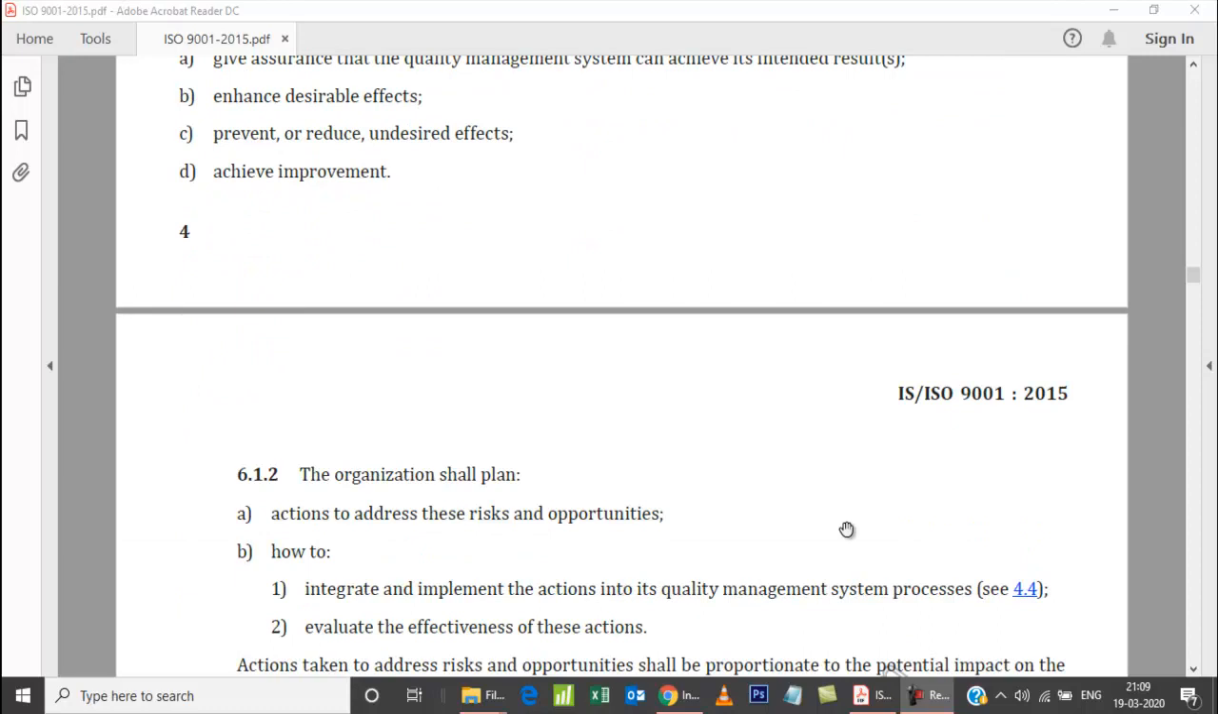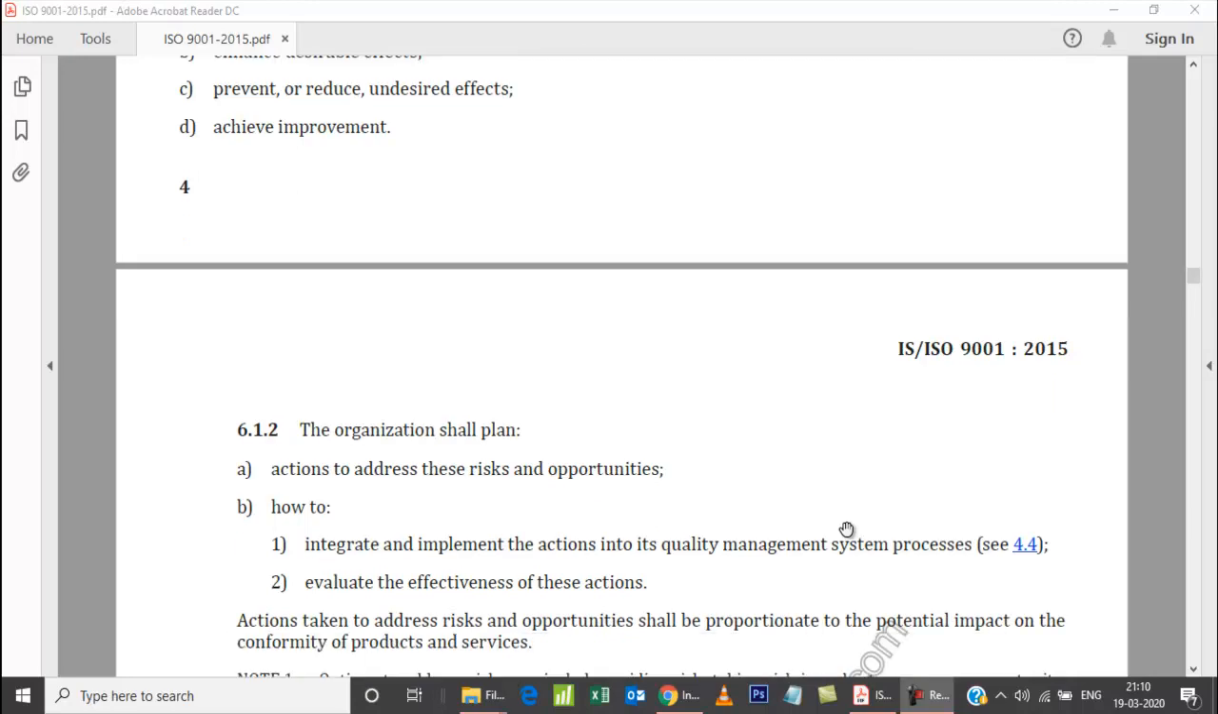It goes on further. Clause 6.1.2 says the organization shall plan: A. Actions to address these risks and opportunities. B. How to: 1. Integrate and implement the actions into its quality management system processes, see clause 4.4. 2. Evaluate the effectiveness of these actions.